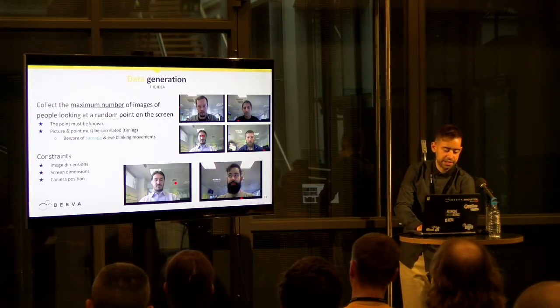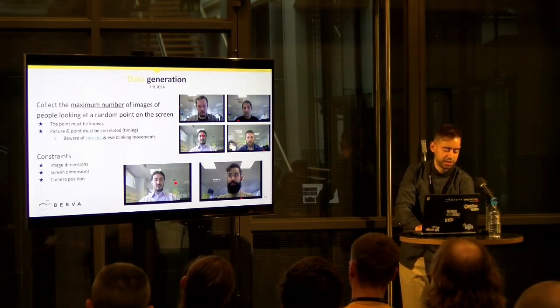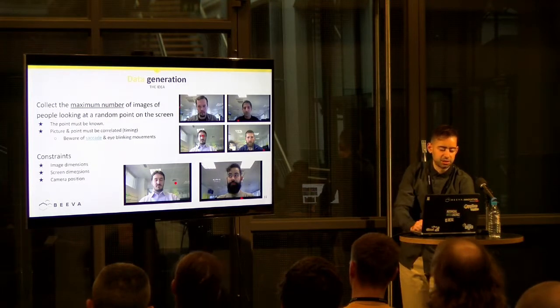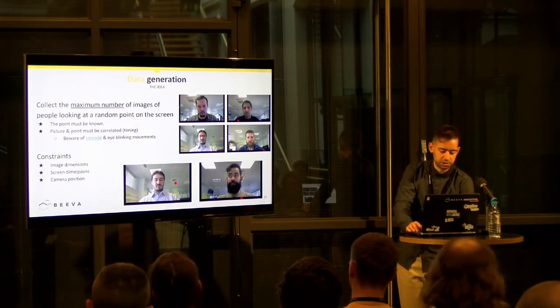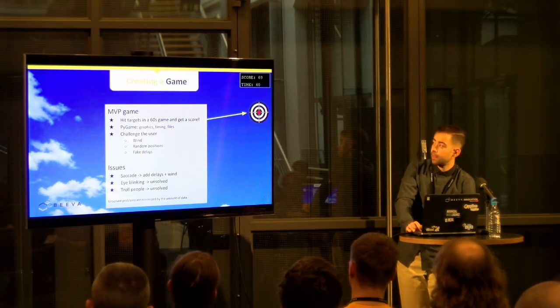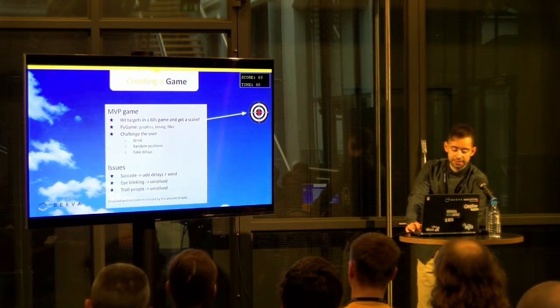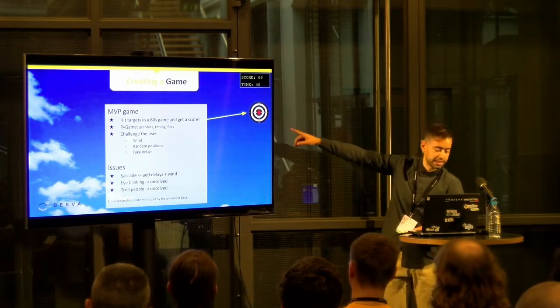And we also have the constraints of the problem, which are the image where I want to detect the position, where the camera is located, and the image I can take, because not all webcams have the same resolution. So to generate this kind of data set, I built a game. You are seeing an actual picture of the game. I built it with PyGame. And you have 60 seconds to shoot these targets.